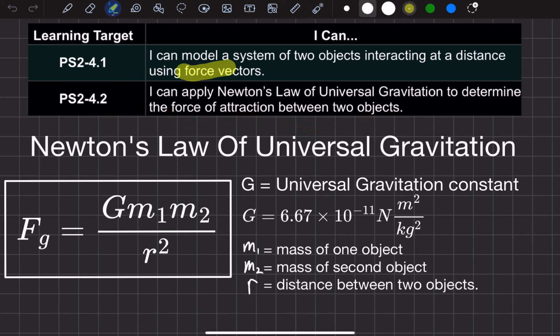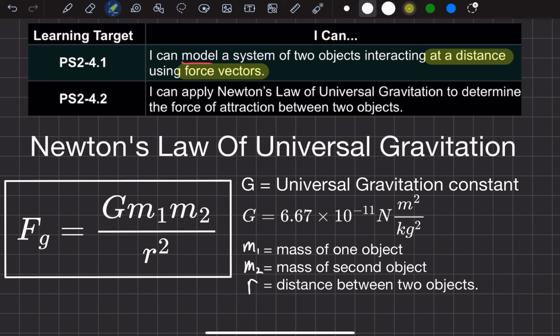Let's break down some of the vocabulary. First one is pretty simple. We have just force vectors, which we've dealt with before. So just think about how you draw vectors and free body diagrams. But the difference is we're going to be applying this for forces that are interacting at a distance. So it's not objects that are right next to each other. How do you handle things that act at vast different distances? The verb for this is that you can model a system, which for many purposes in physics means that you can draw it or represent something abstract using a drawing.